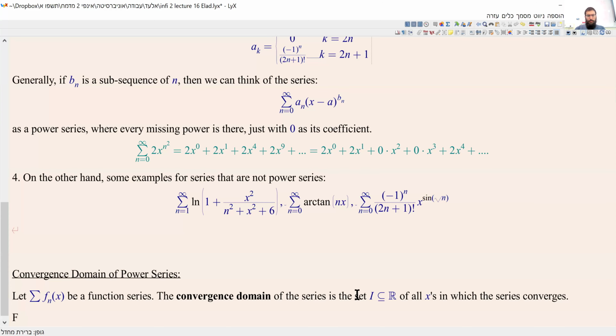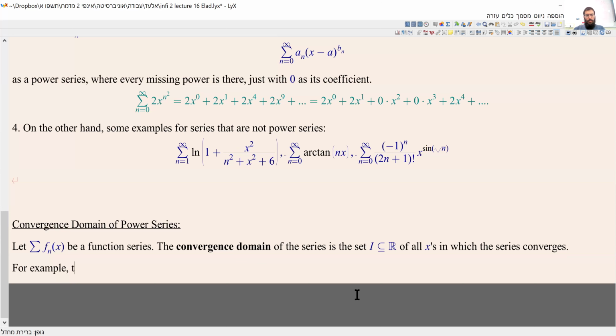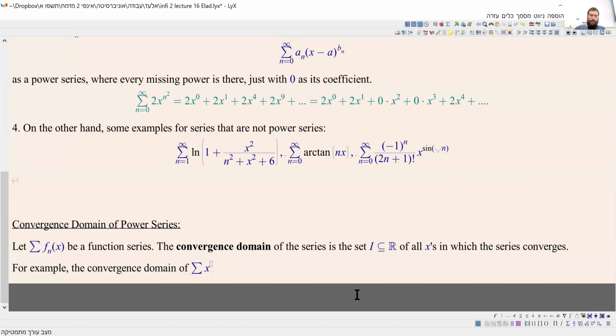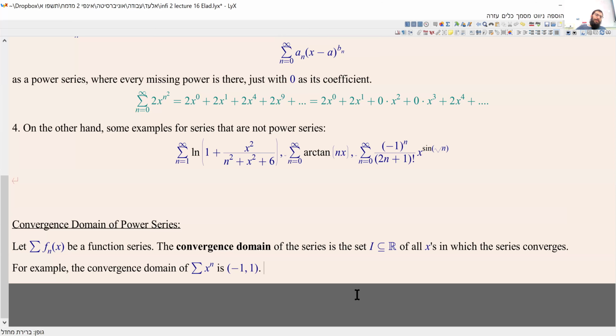For example, the convergence domain of the geometric series, we know from a previous lecture, is -1 to 1.